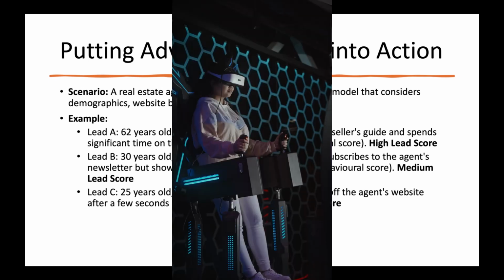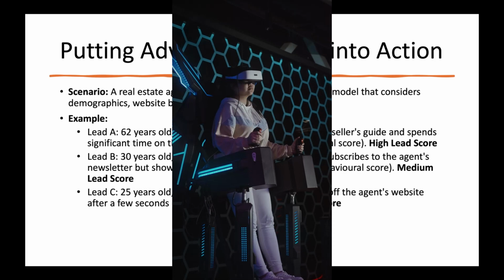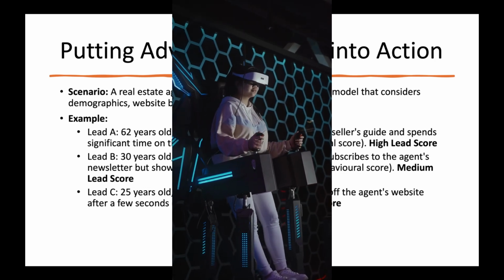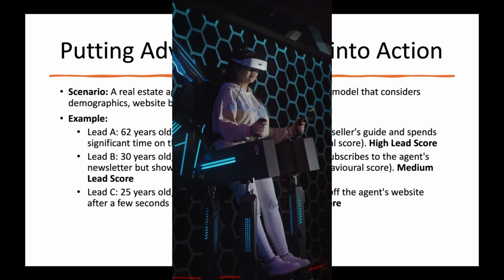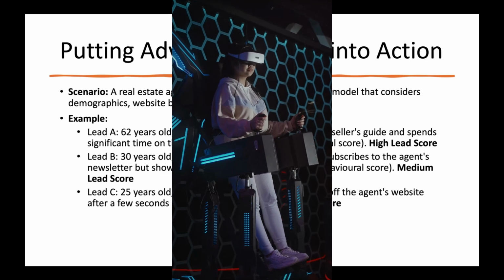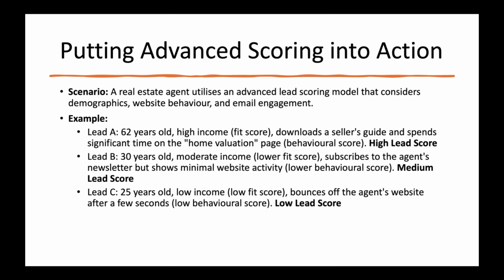Now, if you look at the 30-year-old, they have a moderate income and they subscribe to your newsletter, but they don't spend as much time on the website investigating different listings or clicking through different pages. They would have a lower score than the 62-year-old. And for them, you might want to put them at the middle of your funnel or give them a medium lead score. Then right at the bottom is the 25-year-old with a low income, who comes to your website and leaves within a few seconds.